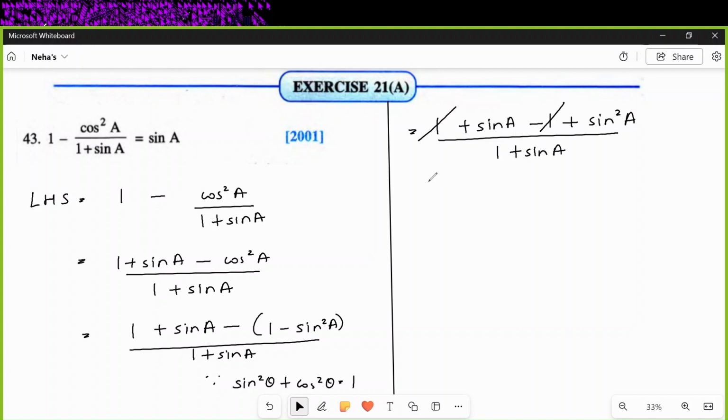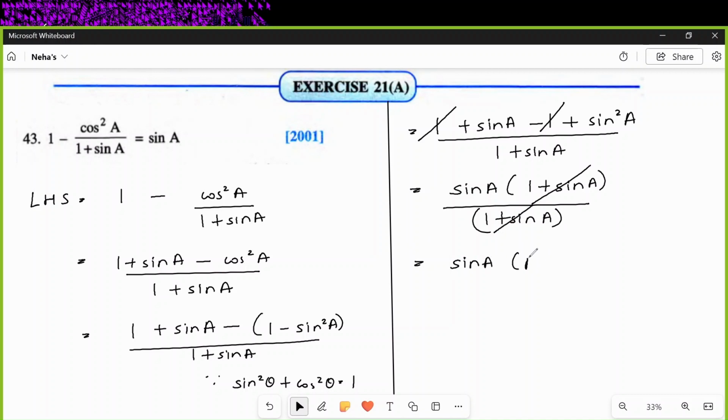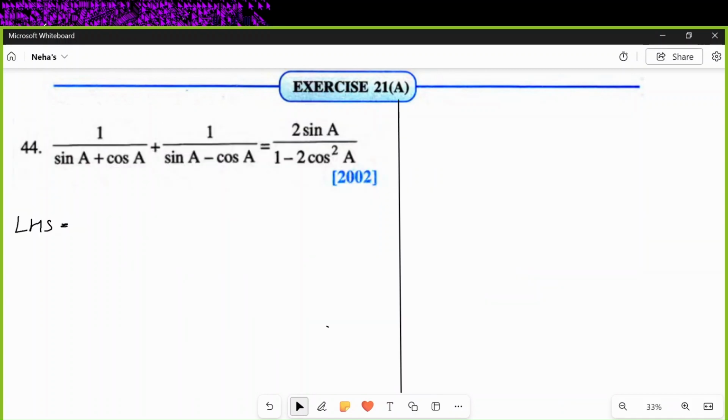1 and minus 1 will get cancelled out, and we are left with sin a plus sin square a. So we will take out sin a as common. So we will have 1 plus sin a in the bracket, which is divided by 1 plus sin a. Now both the brackets will get cancelled out, and we are left with sin a, which is equal to the right hand side, and hence we have proved that the left hand side is equal to the right hand side.